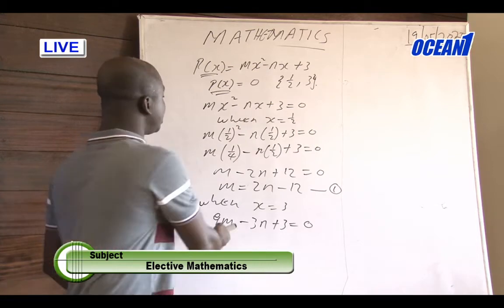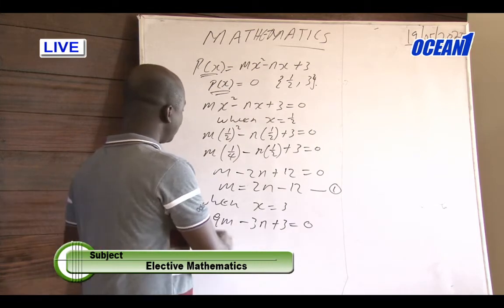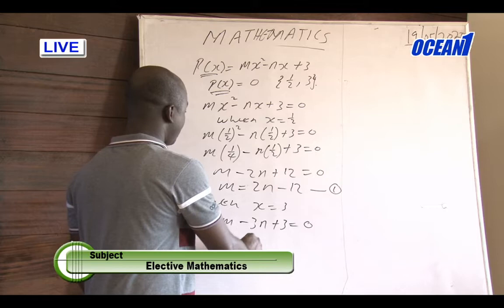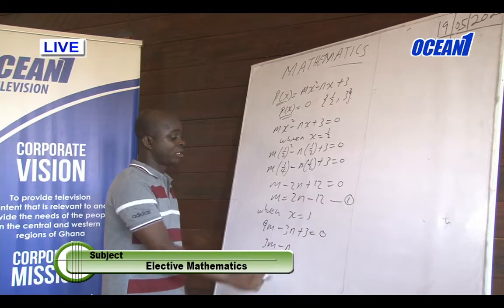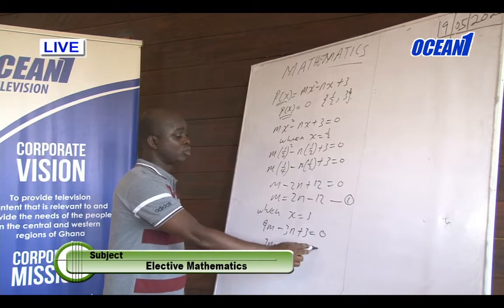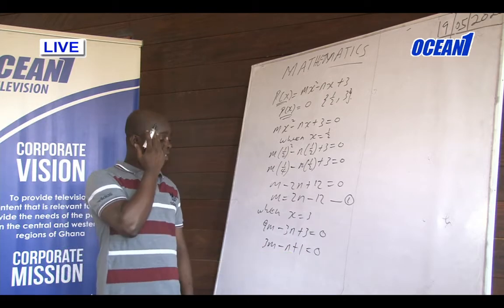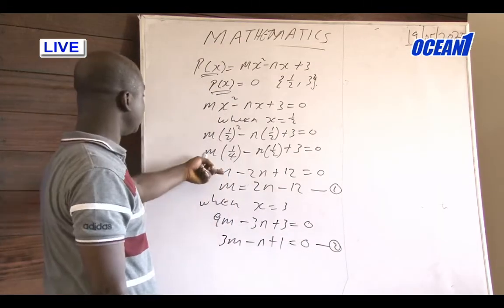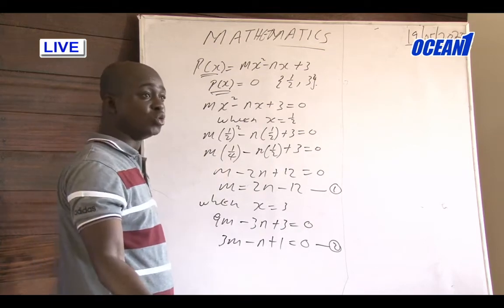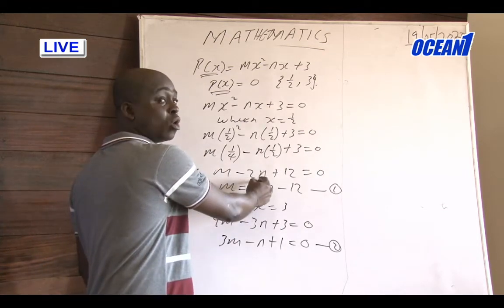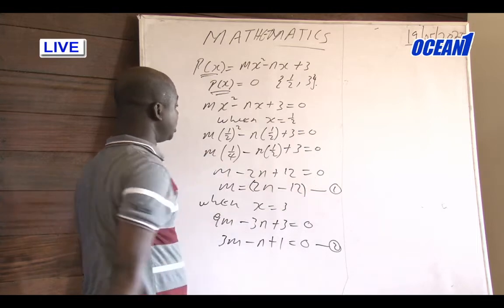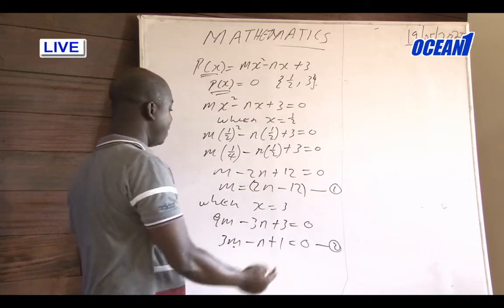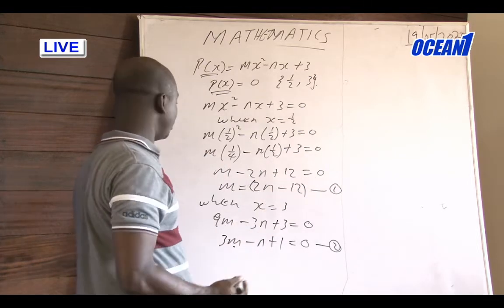equals 0. Fortunately, 3 is a common term here, so we are going to get 3n minus n plus 1 is equal to 0. Then we can call this one equation 2, especially having set up equation 1 in this manner. Then we know what to do. We are just going to substitute your expression here for our n and solve.